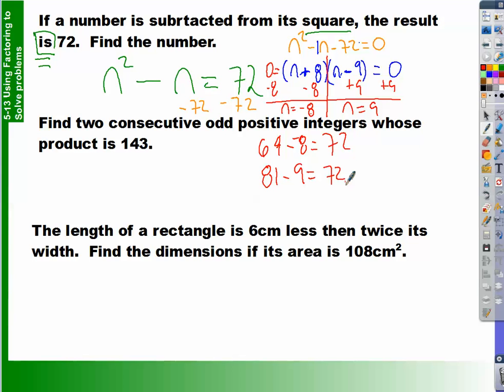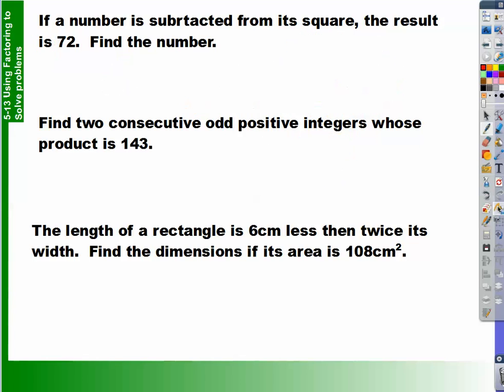Okay, so let's try the second problem. The second problem, again, is a little abstract. We're not talking about an actual circumstance. We have: find two consecutive odd positive integers whose product is 143. Do we know what the number is? No.